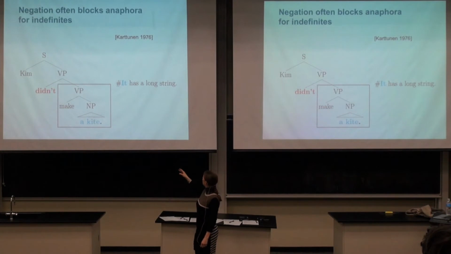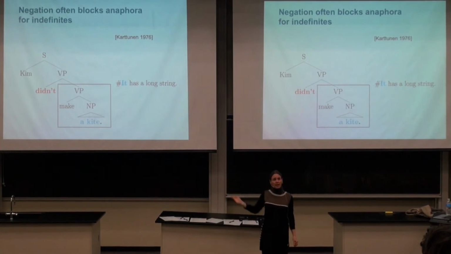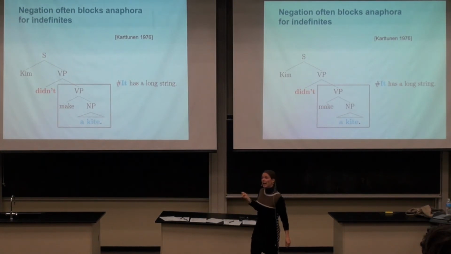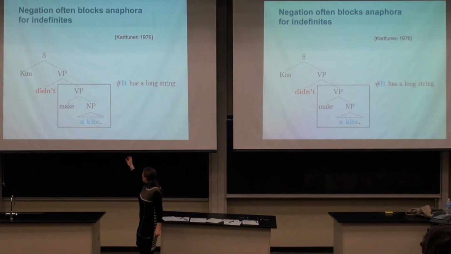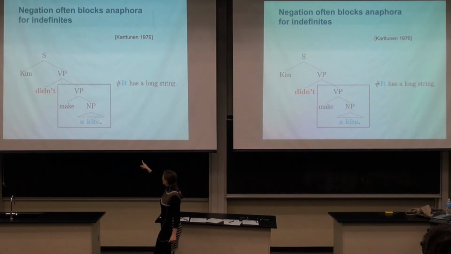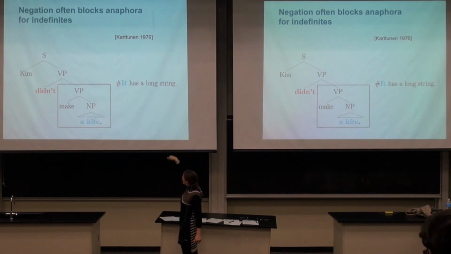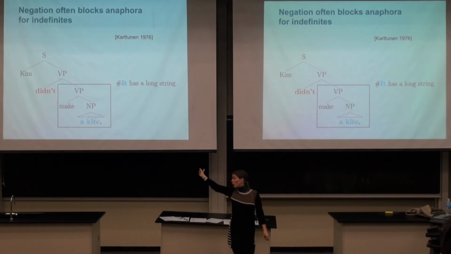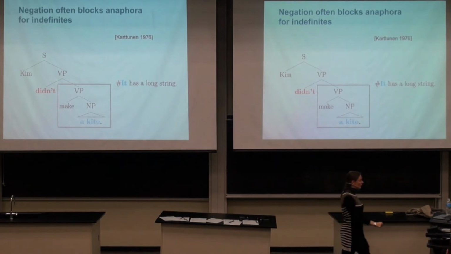Kim didn't make a kite. It has a long string. That's a bit odd, right? And so this negation here is actually blocking the property of this indefinite. It cannot really have text-level scope, and it conflicts with this pronoun that you have in the second sentence.